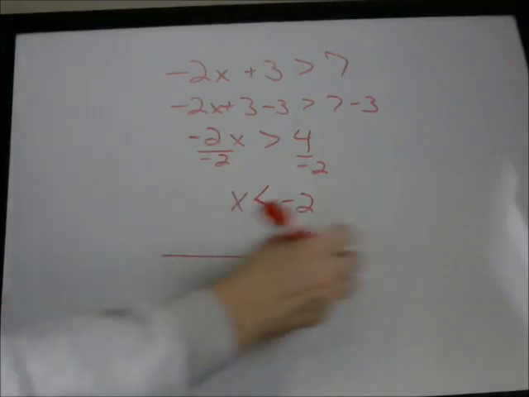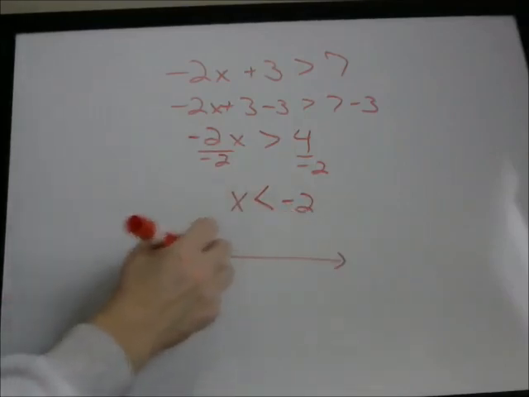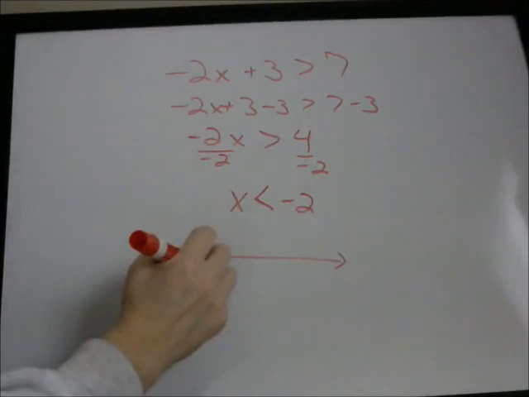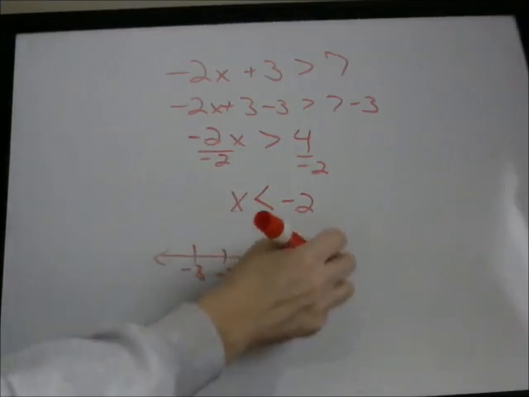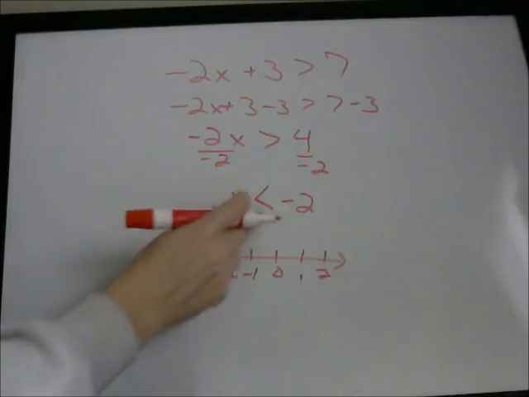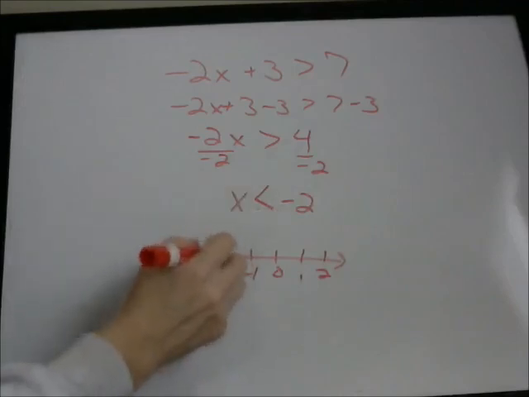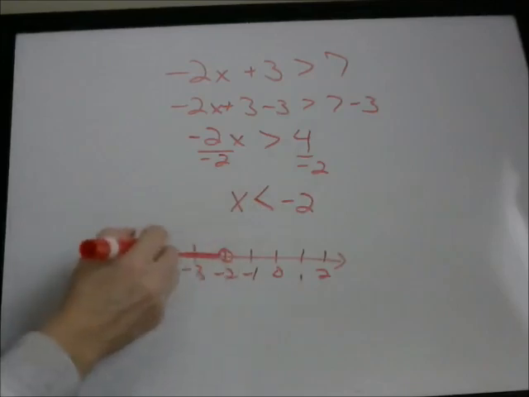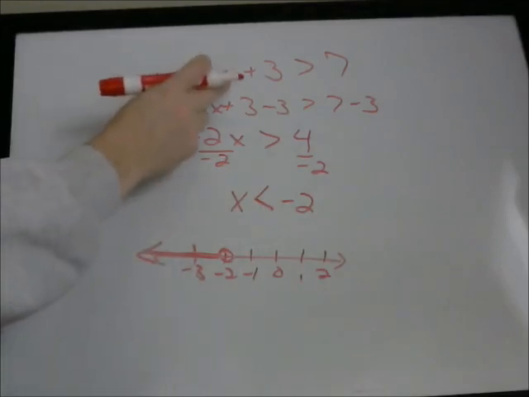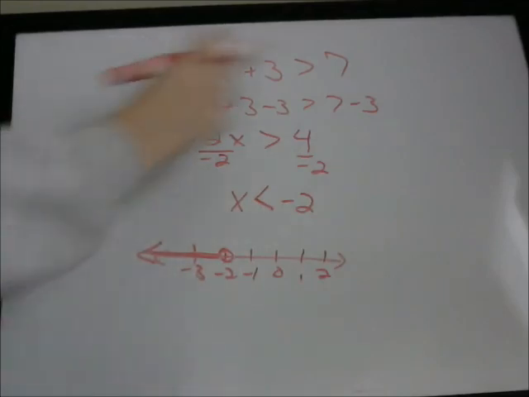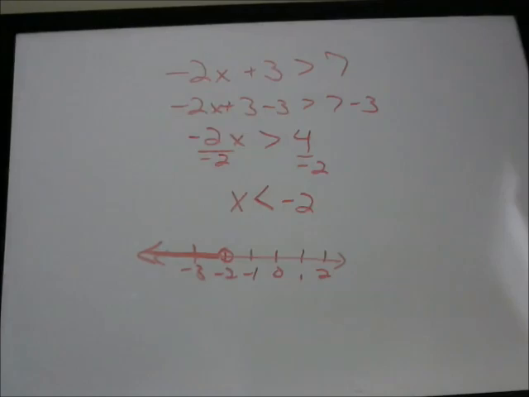Again, if we're looking at the number line, we'll say negative 3, negative 2, negative 1, 0, 1, 2, etc. x has to be less than negative 2. So not equal to negative 2, but less than negative 2. It has to be any number to the left-hand side of negative 2. So negative 3, negative 4, negative 5, negative 1 million. We could put that number in for x, and this inequality would hold true.